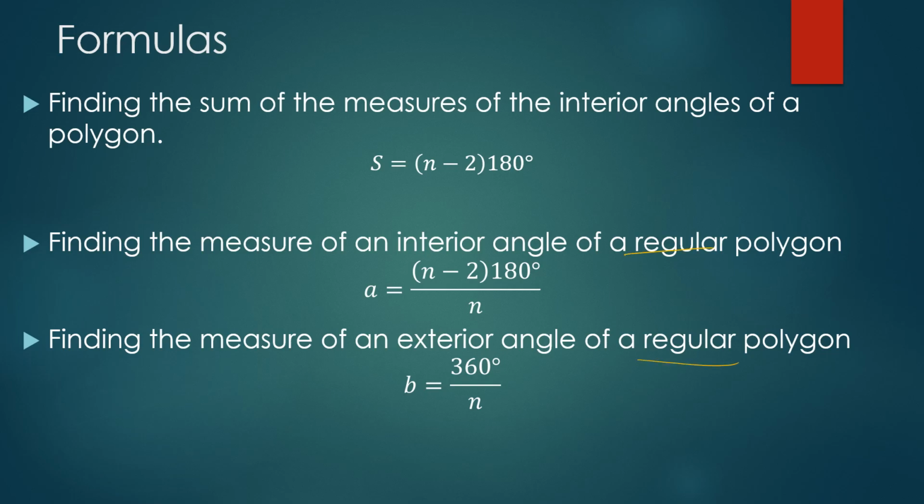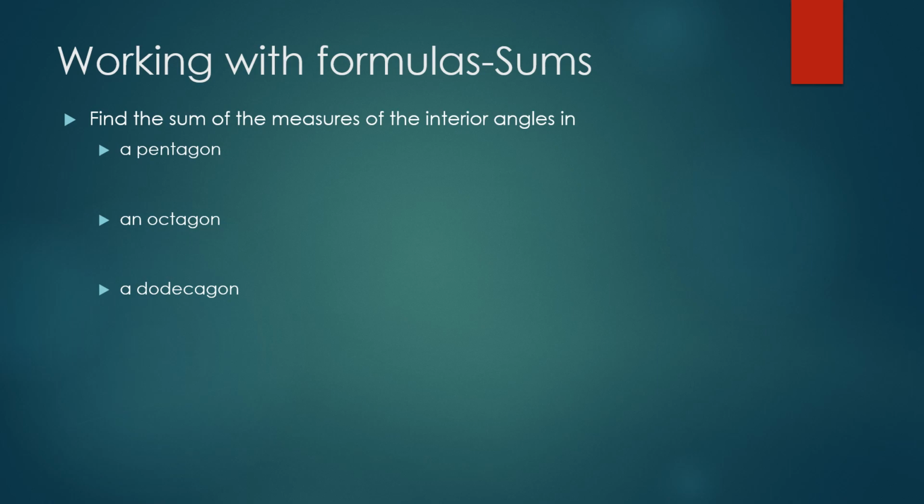So make sure that if you're using the formula for an interior angle and an exterior angle that you already have a regular polygon. Otherwise, this formula will not work. Now let's practice. We're going to find the sum of the measures of the interior angles in these three different polygons.